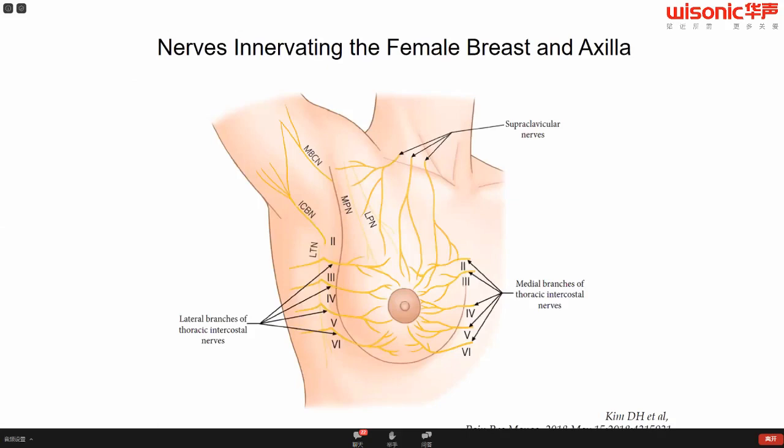Here you can see the innervation of the female breast. Important is that it includes fibers from the cervical plexus, the supraclavicular nerves, from the brachial plexus, the lateral and the medial pectoral nerves, and branches from the spinal nerves, the lateral and the medial branches from the thoracic intercostal nerves.